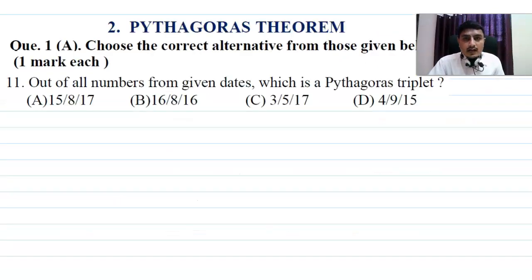Now look at the next and last MCQ number 11. Out of all numbers from the given dates, which is the Pythagoras triplet?